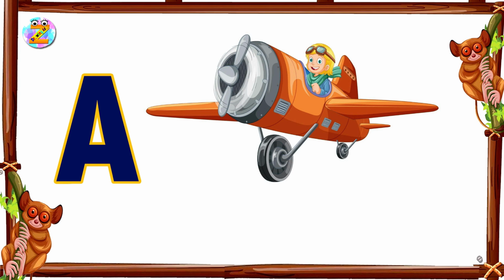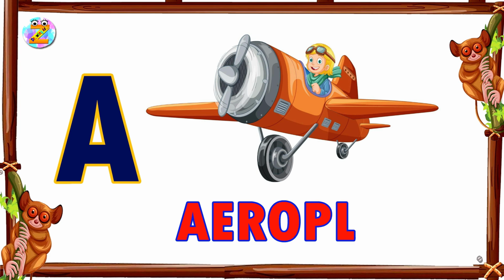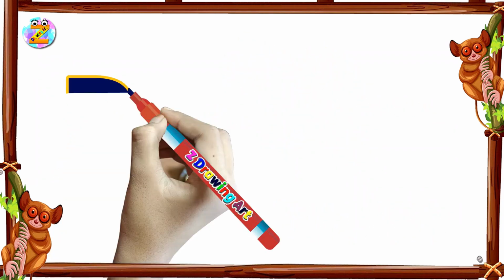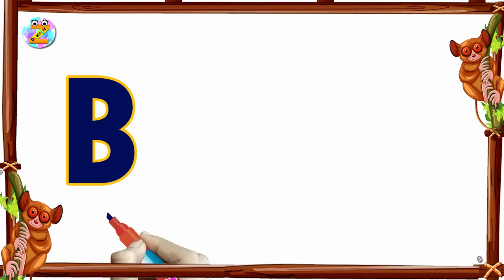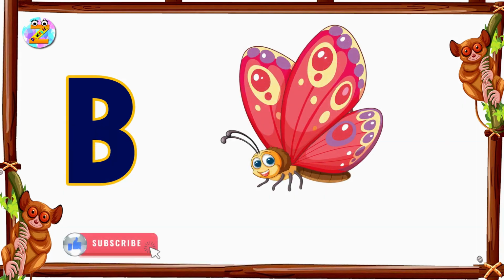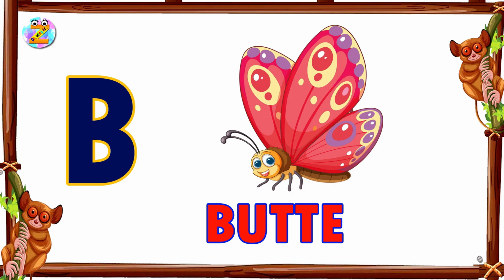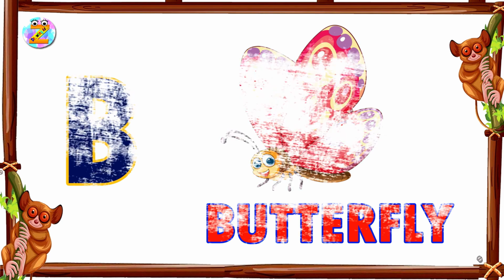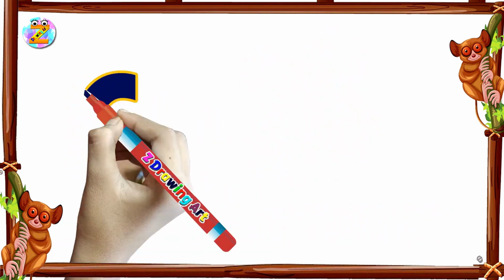A for aeroplane, spelling AEROPLANE, A for aeroplane. B for butterfly, spelling BUTTERFLY, B for butterfly.